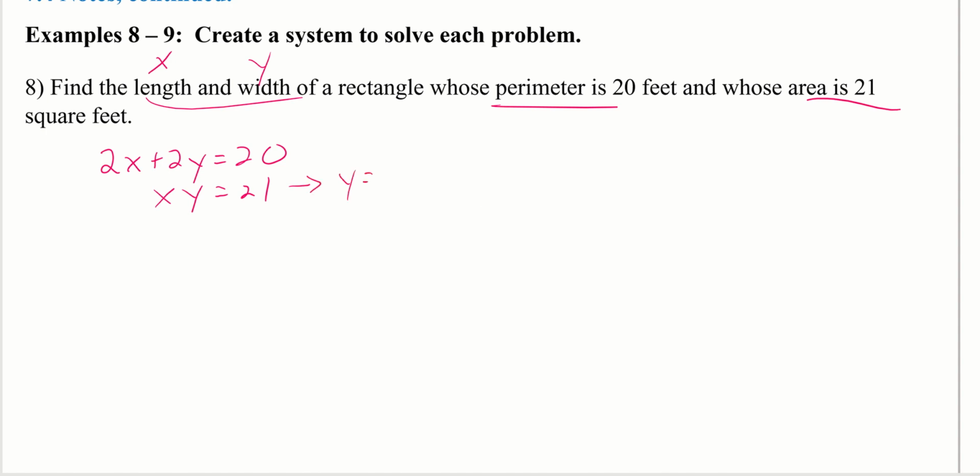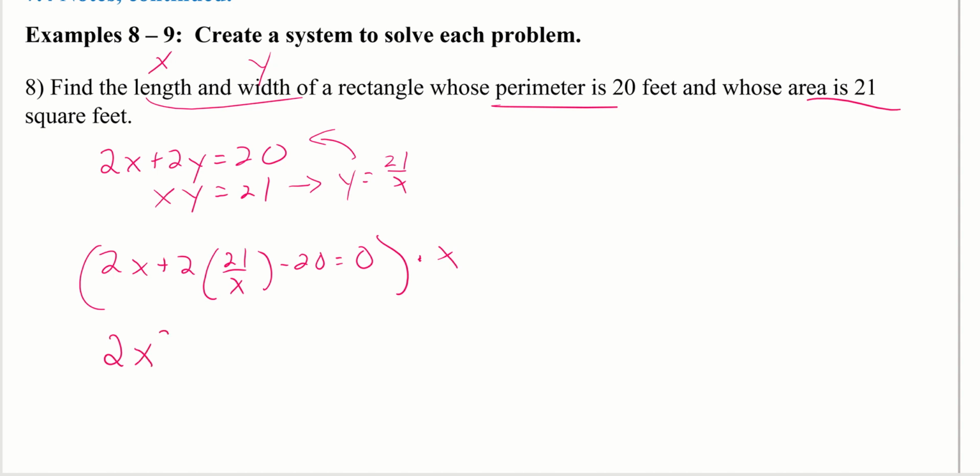Maybe this time I'll say y is equal to 21 over x, and then substitute that in, right? So we have 2x plus 2 times 21 over x. I know I'm going to bring everything to one side, so I'm going to subtract the 20 over now. Now I want to get rid of that x in the denominator, so I'm going to multiply everybody by x. So I end up with 2x squared. Right here it gives me 42, and then the x cancels, right? So the x cancels, and then minus 20x equals 0. Get everything in the correct order.